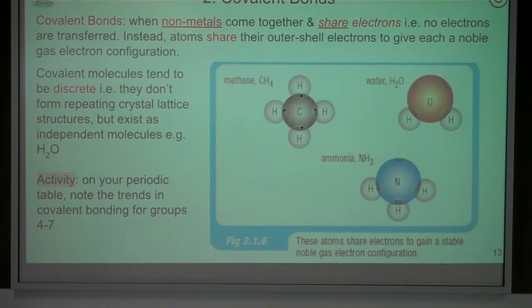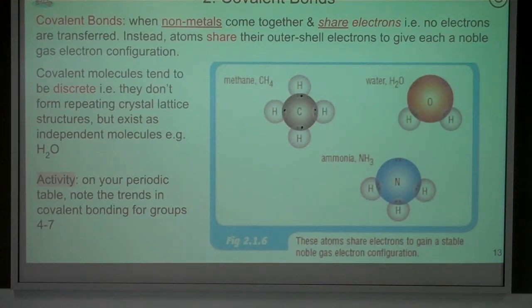then it can neither gain electrons from stealing, nor can it lose electrons. So what it will do, if it has 4 electrons, is share all 4 of those in order to get 4 shared with it.